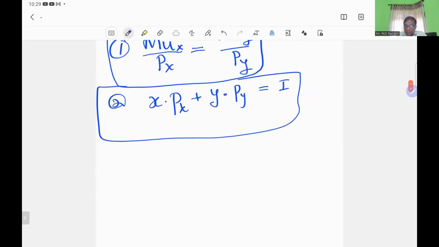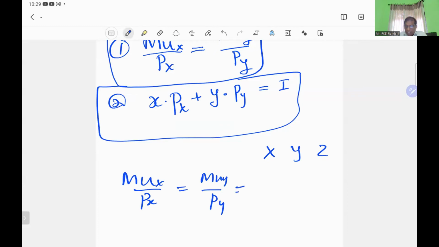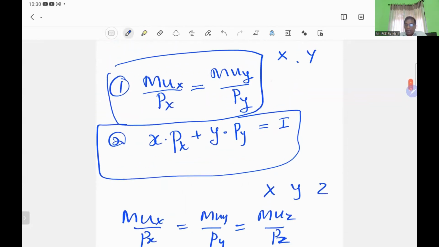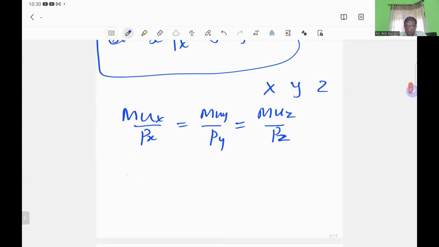Now, assume that there are three commodities X, Y, Z. Then you can write MUX/PX = MUY/PY = MUZ/PZ. Here you can add another condition: quantity X into price of X plus quantity Y into price of Y plus quantity Z into price of Z equals income.